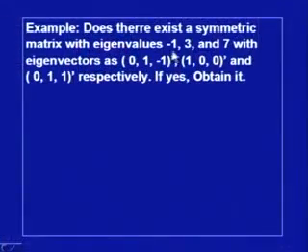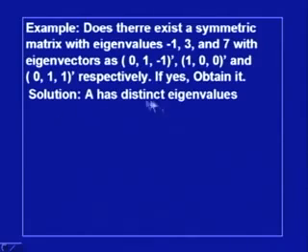Now, in this example, the question is: does there exist a symmetric matrix with eigenvalues minus 1, 3 and 7 with these eigenvectors, and if yes, then obtain the matrix A. That means, if we have eigenvalues given and corresponding eigenvectors, can we find the matrix A? This is what we are going to do in this example.